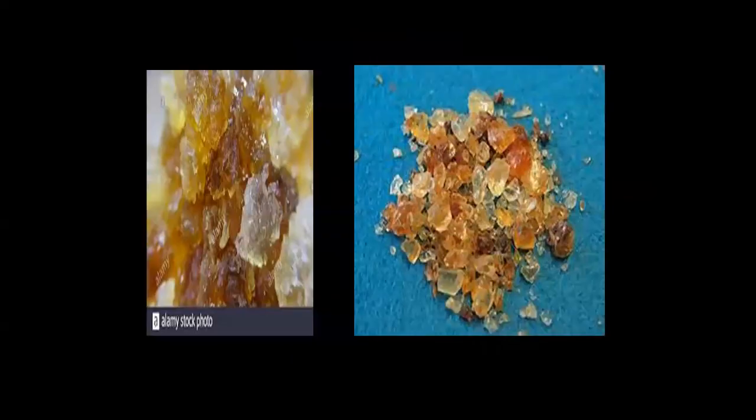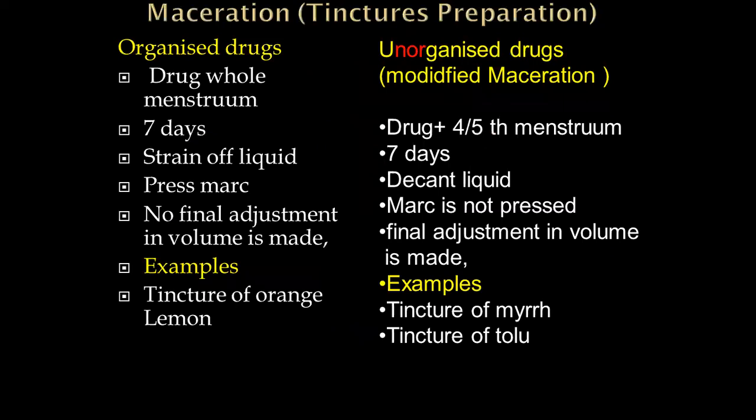And the unorganized drug is nothing but gums and resins, where you don't have any well-defined cell structure. So instead of explaining the organized drug and unorganized drug individually, we'll explain them in comparison, and it will be easy for you to understand.